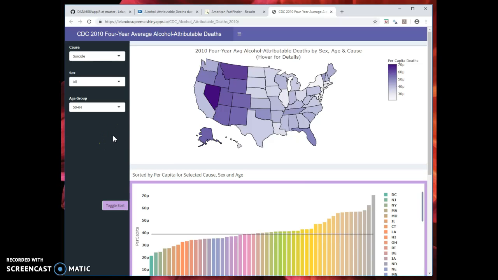So I'll let you play around with the application yourself and see all the various things that can be done.